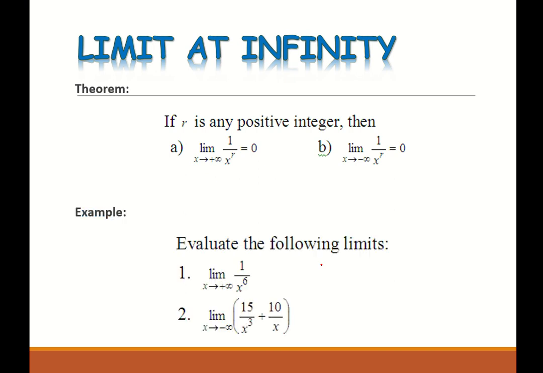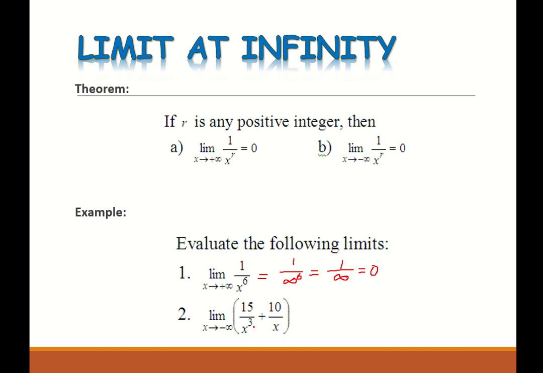For example, if you are given the following limit to evaluate, the limit of 1 divided by x to the power 6. What will happen is that you have 1 over infinity raised to the power 6. Infinity is a very huge number raised to the number 6, so that becomes a very huge number. What is that number? We don't know, so we just represent it by this symbol, infinity. Therefore, 1 divided by a very huge number makes this equal to 0.